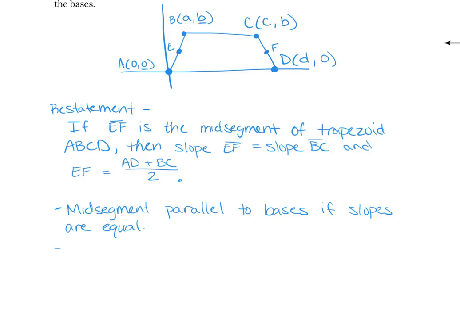All right, the second thing I would need to do is show that the mean of the base length is the length of the midsegment. So I would have to basically show that the average, if I add my bases together and divide them in half, it's going to equal that midsegment.